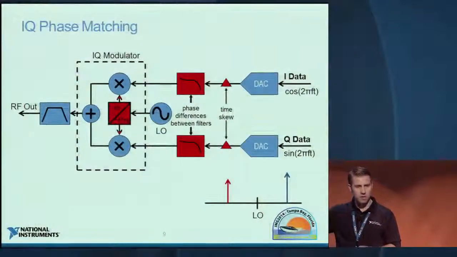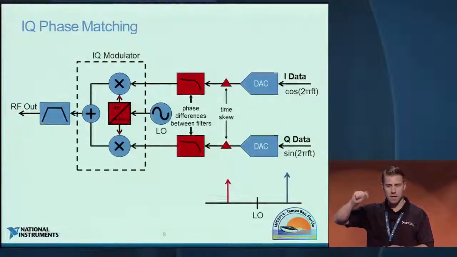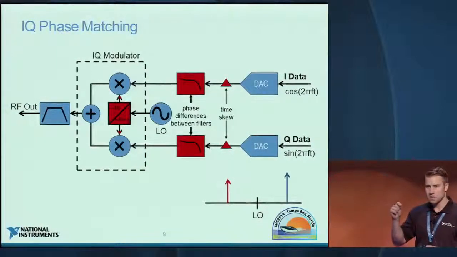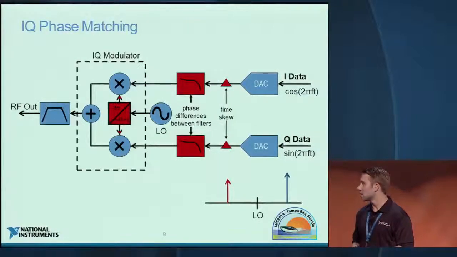Another impairment that actually shows up as the same sort of tone at that negative frequency offset as with the gain errors is IQ phase matching. And so this can be a result of any time skew between your traces on your I and Q paths. It can also be a result of differences in the orthogonality between your I and Q paths of your local oscillator. So anything that makes it not quite 90 degrees out of phase will manifest in this way.